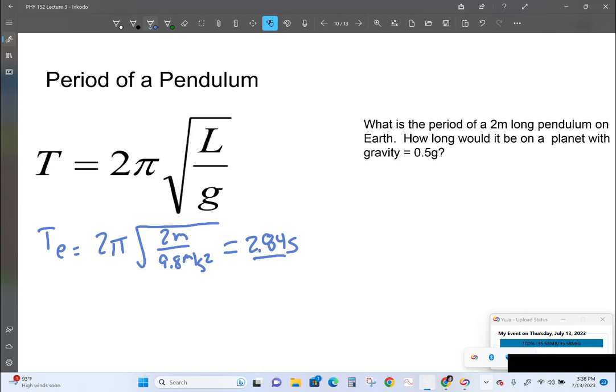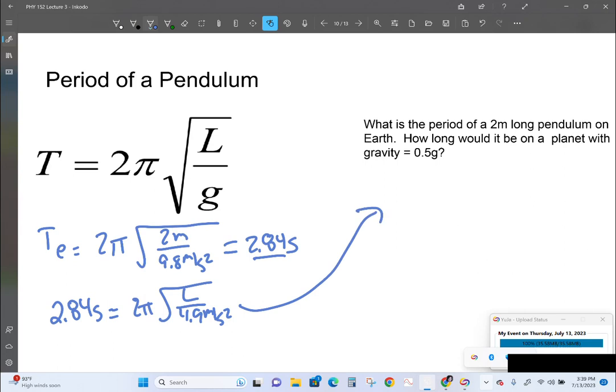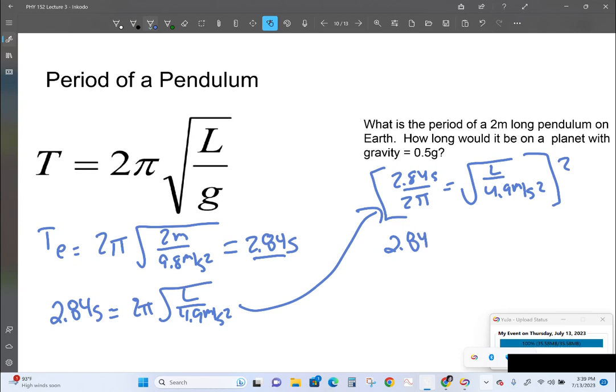And then if I wanted to find out how long it would have to be to have that same period on another planet, I'm going to set that period equal to 2 pi square root of L all over half of g, which is 4.9 meters per second squared. So I'm going to have to do a little algebra. I have to get all the numbers on one side. 2.84 seconds divided by 2 pi equals the square root of L all over 4.9 meters per second squared. Then I'm going to square both sides. So this will be 2.84 seconds squared all over 4 pi squared equals L all over 4.9 meters per second squared.